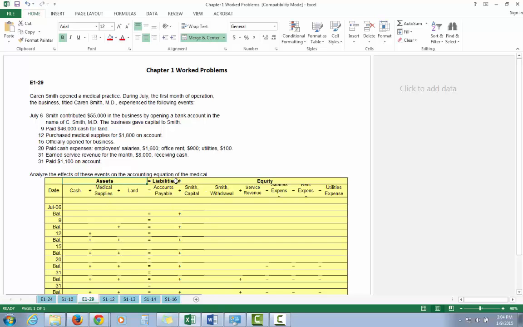We have assets equals liabilities plus equity, and we've already listed everything that falls under assets. We have cash, medical supplies, and land included under here. And under liabilities, we have accounts payable. And under equity, we've got our capital account, withdrawals, service revenue, salaries expense, rent expense, and utilities expense.